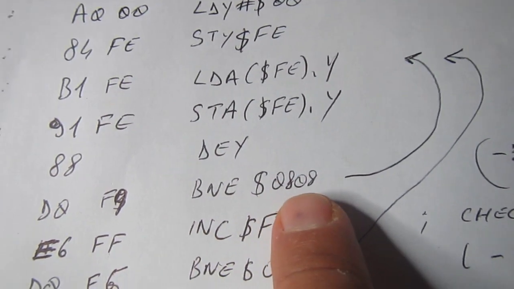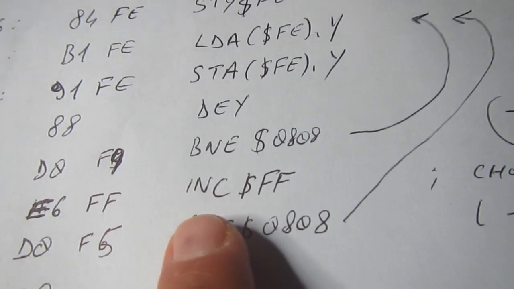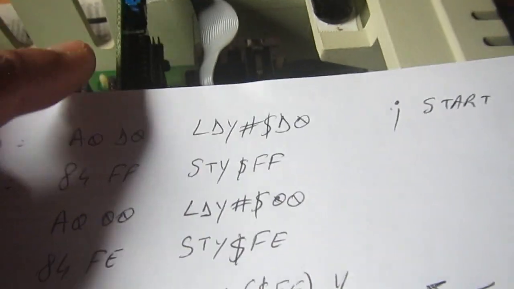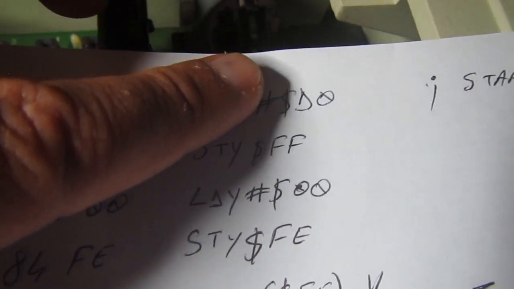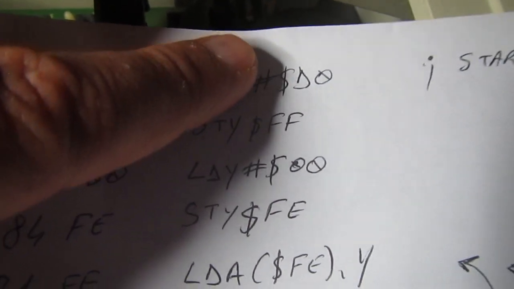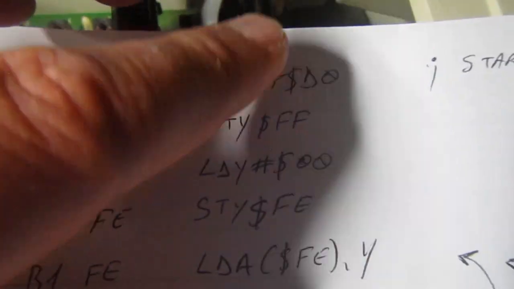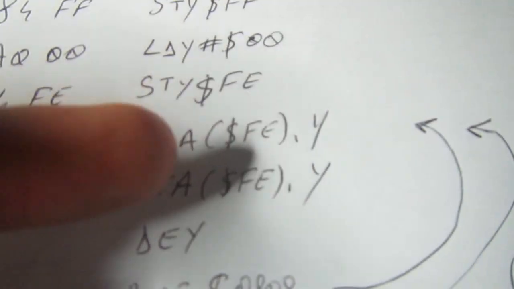When the Y register returns to 0, we increment the location FF. FF contained originally the first page we want to copy. So we increment and this becomes D1. So we start copying the D1 page again. We start on the cycle.